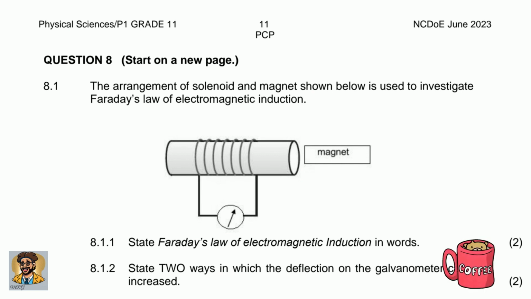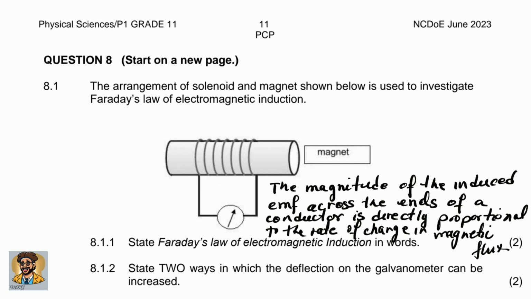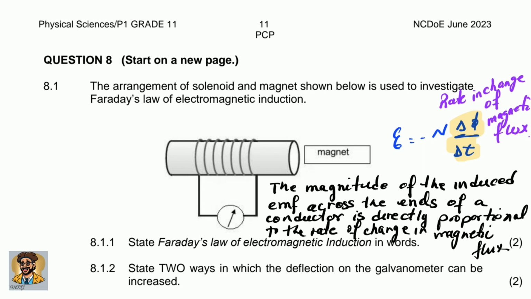Question 8.1.1 states Faraday's law of electromagnetic induction. The magnitude of the induced EMF across the ends of a conductor is directly proportional to the rate of change in magnetic flux. The EMF is equal to minus N multiplied by the change in magnetic flux divided by the change in time. We can see here that the EMF is directly proportional to the rate of change in magnetic flux.